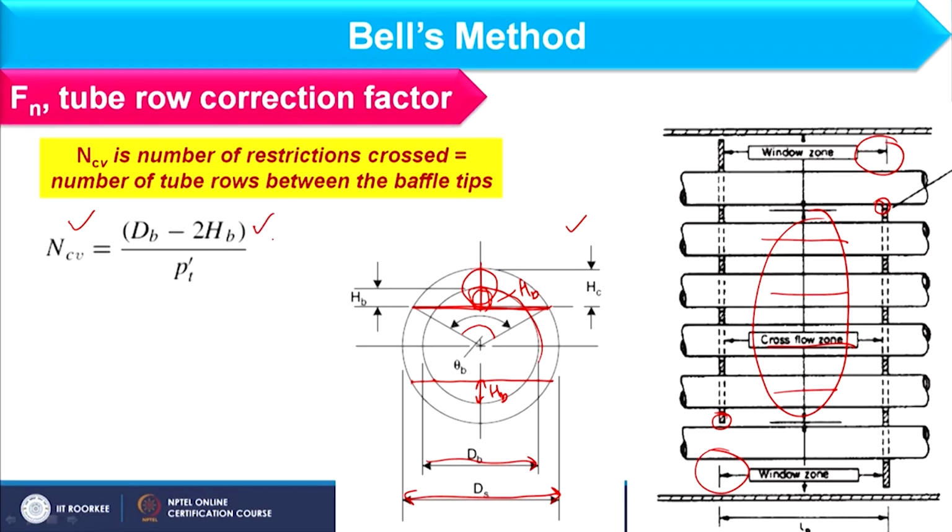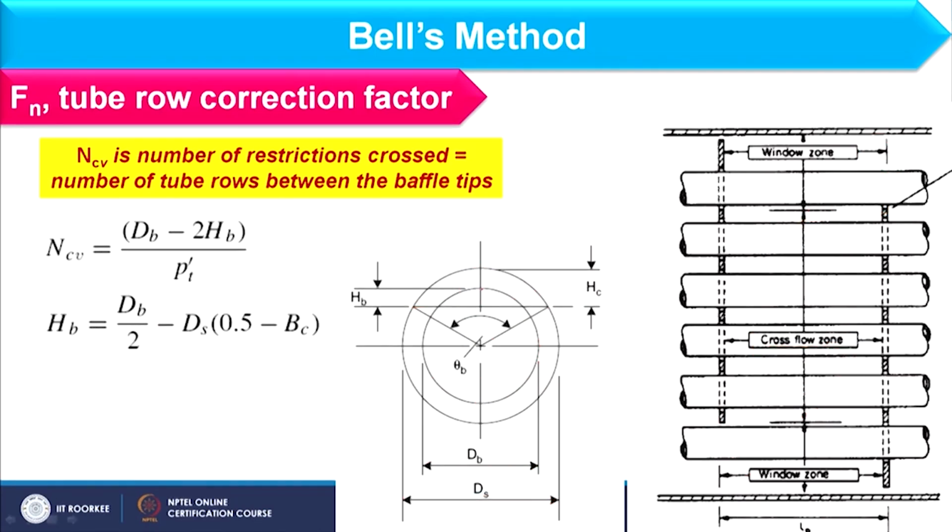So, first of all let us see how I can calculate HB. Or you can simply apply geometry over here, you can find the HB value on your own, but let us discuss that. So, that should be dB by 2, which means this, and minus ds, where ds is the shell dia, bracket 0.5 means half of the shell dia like this, minus BC.